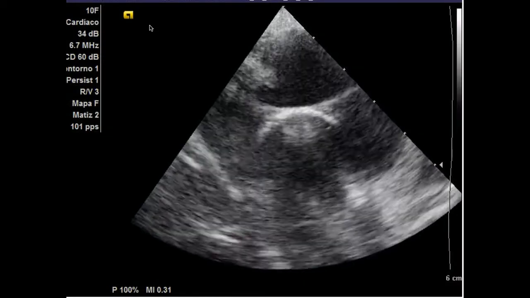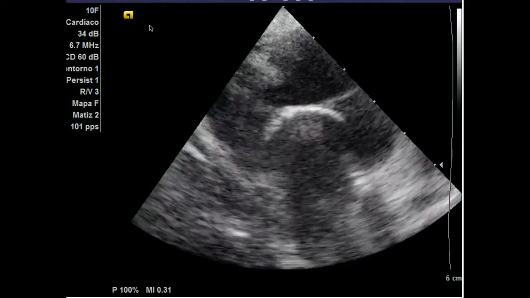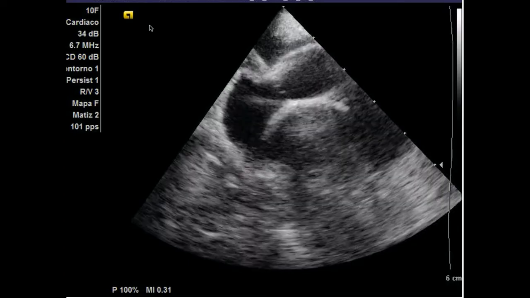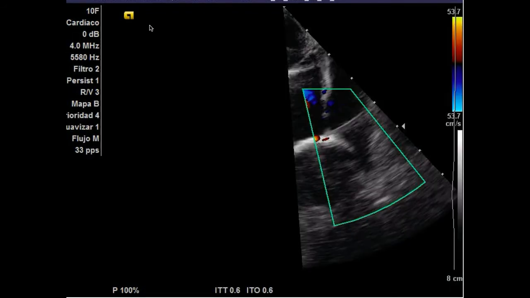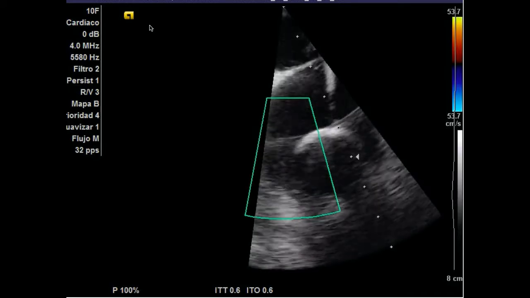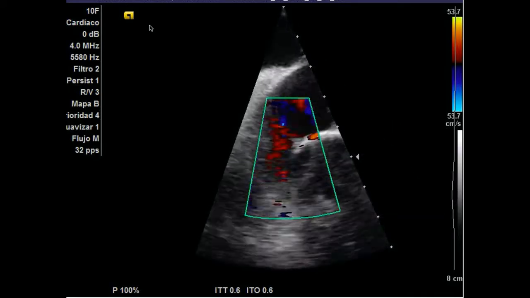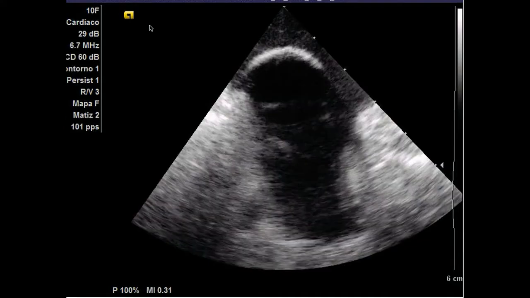Here we have the balloon inflated and we are occluding the pulmonary vein, the left superior pulmonary vein. And with color Doppler, we verify that there is no leak of blood, and this is a complete occlusion of the pulmonary vein.